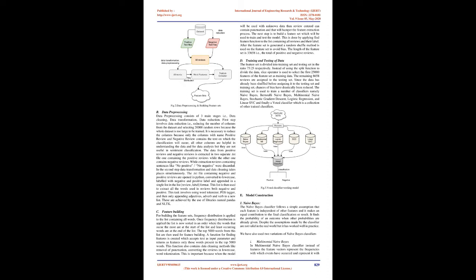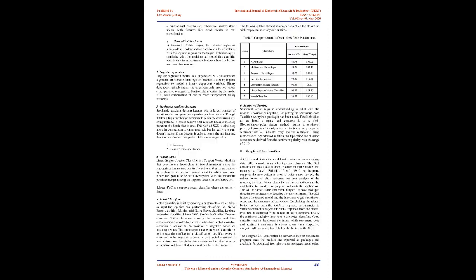Training and testing of data. The feature set is divided into a training set and a testing set in the ratio 75:25 respectively. Instead of using the split function to divide the data, the slice operator is used to select the first 25,000 features of the feature set as training data. The remaining 8,658 reviews are assigned to the testing set.